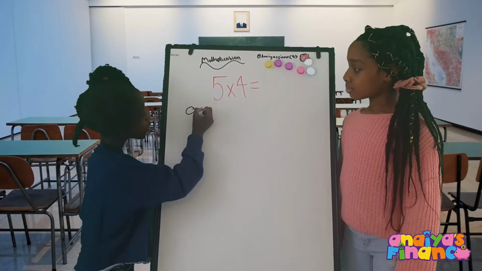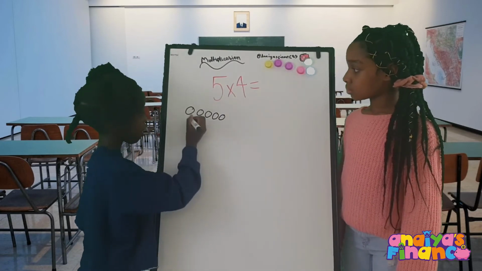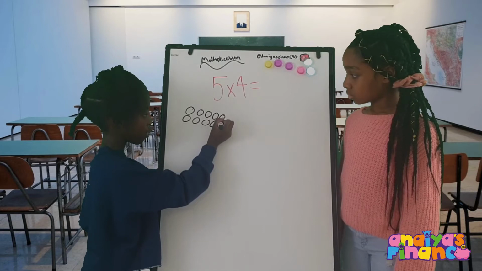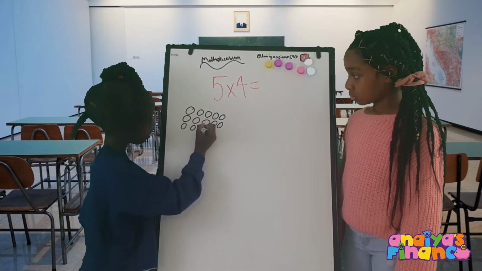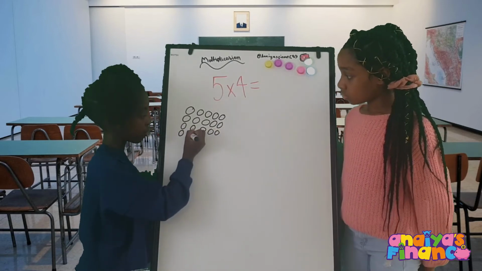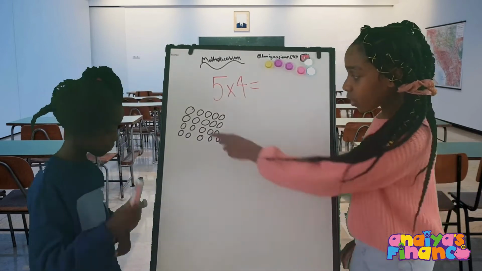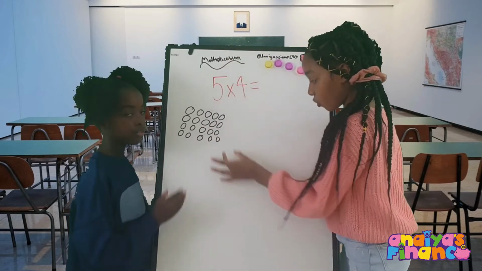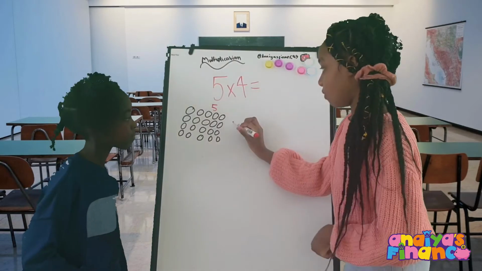1, 2, 3, 4, 5. So we've got 5 circles in a row, and we've got 4 columns. So we've got 5 up here and 4 down here.